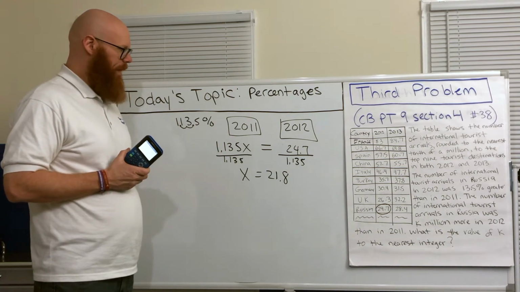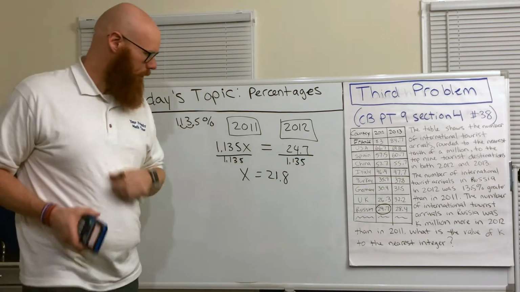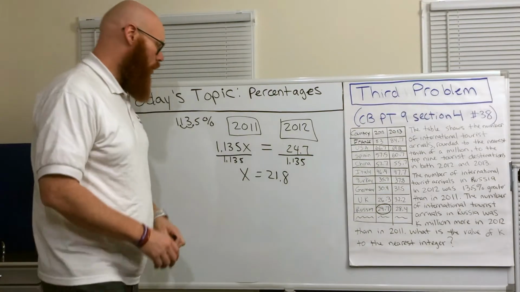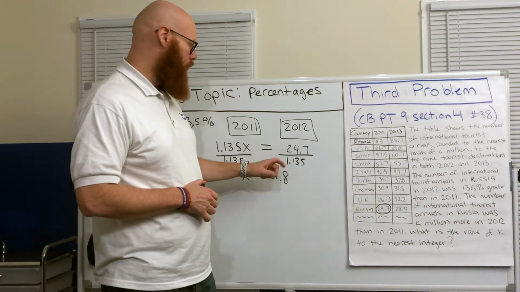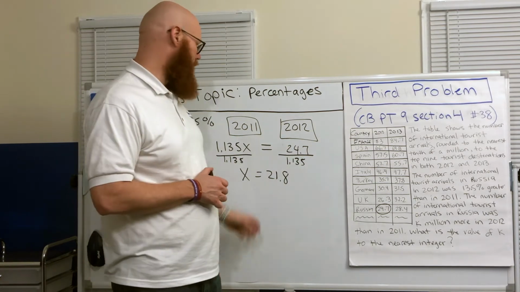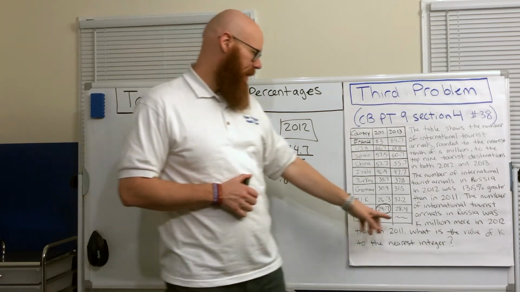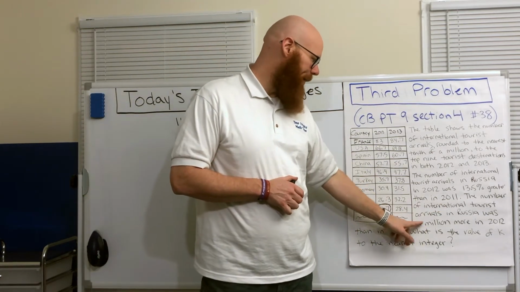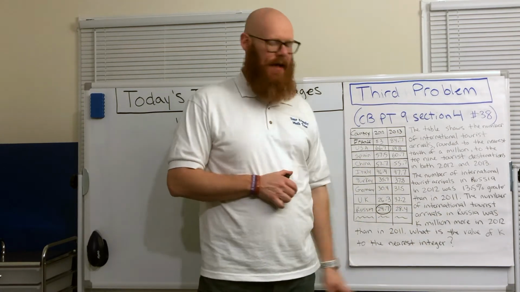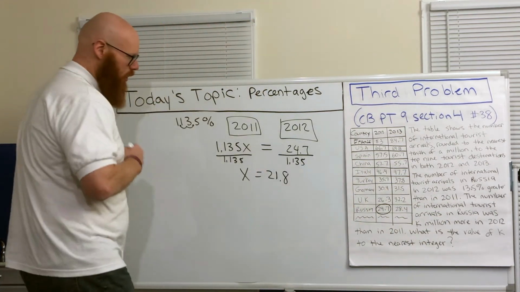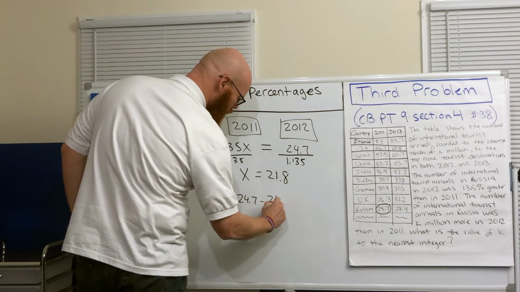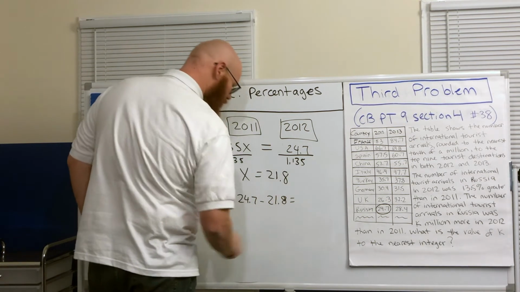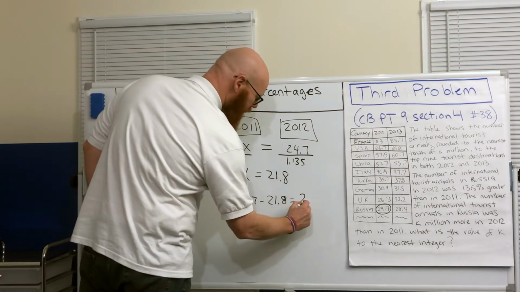And then finally, the question wasn't what the number of tourist arrivals was in 2011. It says it was K million more in 2012 than 2011. So that just wants us to do 24.7 minus 21.8, which is 2.9.